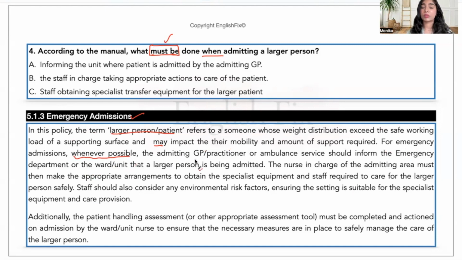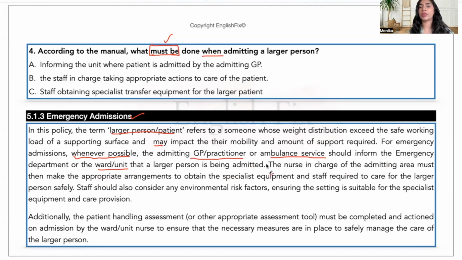The admitting GP, the person who's actually admitting the patient, or a practitioner, or the ambulance service, either this person or this person should inform the emergency department where the patient is being admitted, or the ward or unit where the patient is being admitted, that a larger person is actually being admitted.